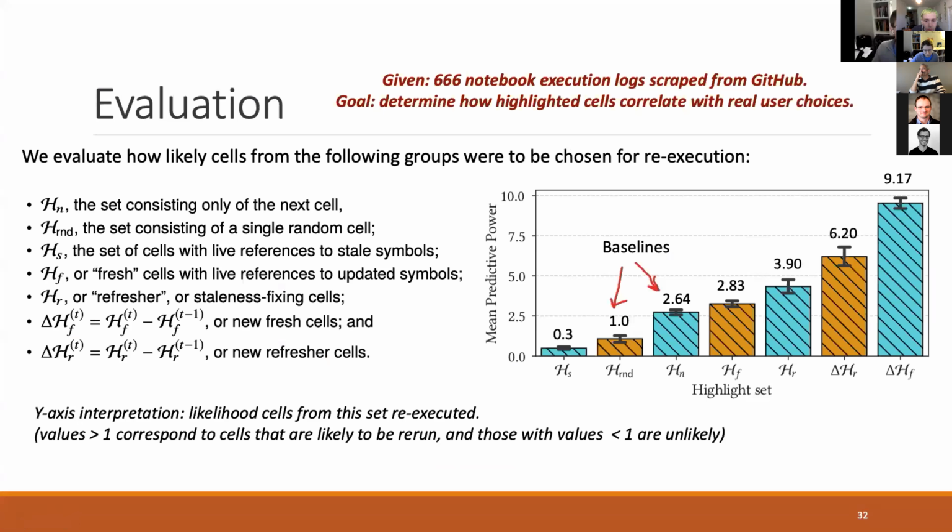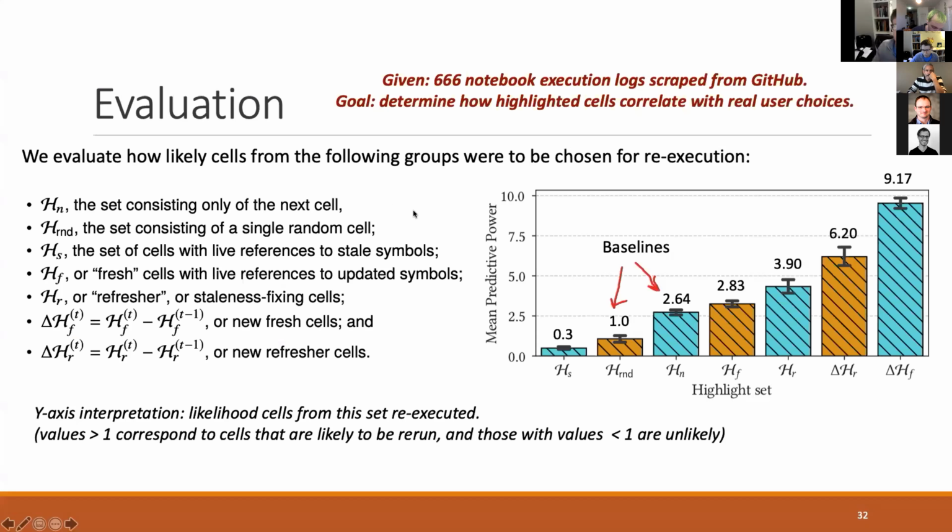So in the interest of time, I'm not going to go into too much detail on our empirical study, but in short, we scraped 666 real Jupyter execution logs from GitHub that contain richer interaction metadata than what is available from static notebook snapshots alone. And we found that NBSafety's suggestions correlated well with real user behavior.